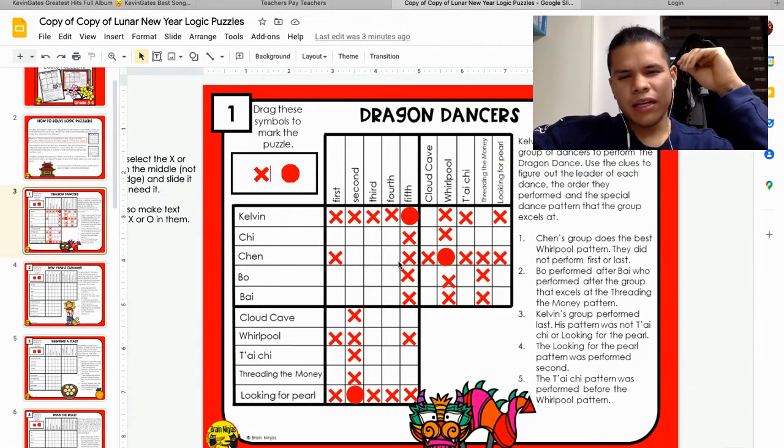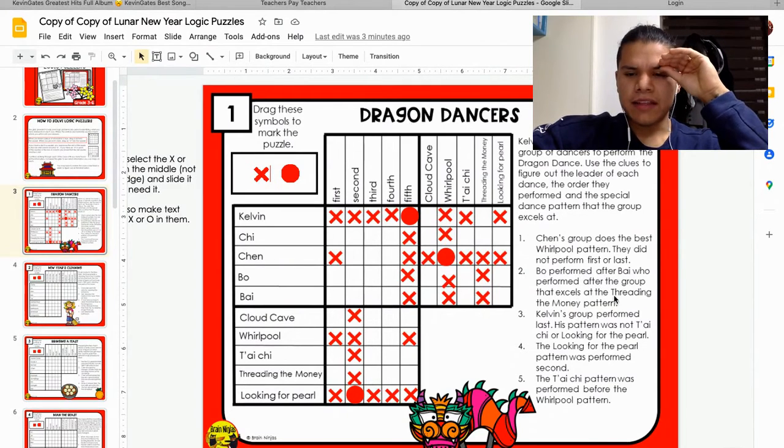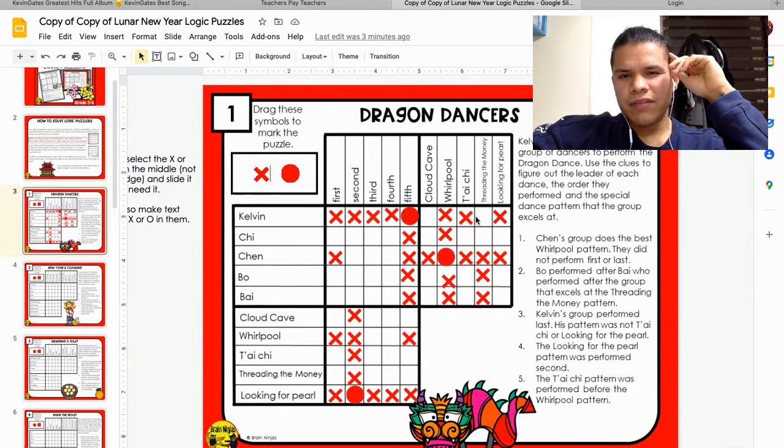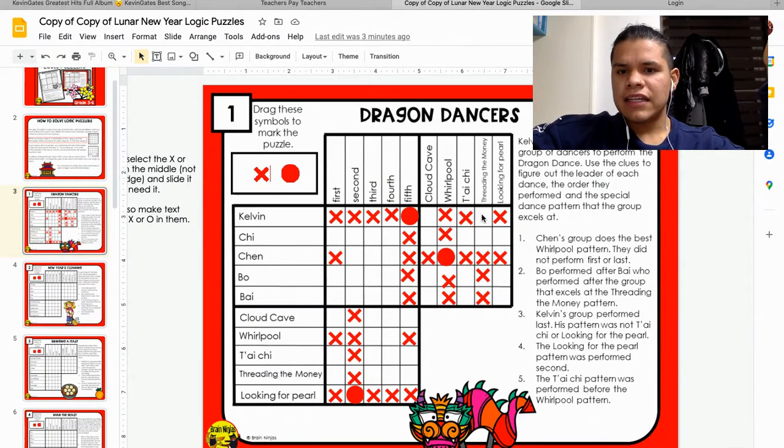Well, that doesn't really help either. But let's take a look at this next clue. Bo performed after Bai, who performed after the group that excels at the threading the money pattern. So we've got Kelvin up here, who's either Cloud Cave or threading the money. But wait, if Kelvin goes last, and Bo and Bai perform after the threading the money pattern, then Kelvin can't have threading the money.